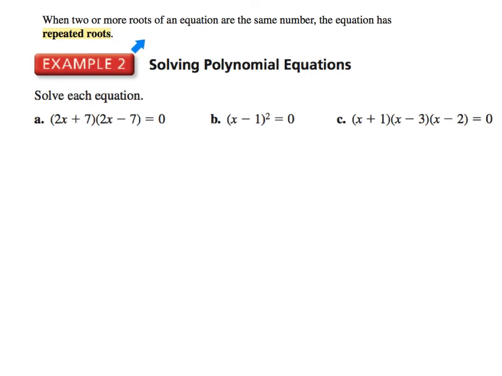When two or more roots of an equation are the same number, the equation has repeated roots. So you can have repeated roots. Let's solve each of these equations.